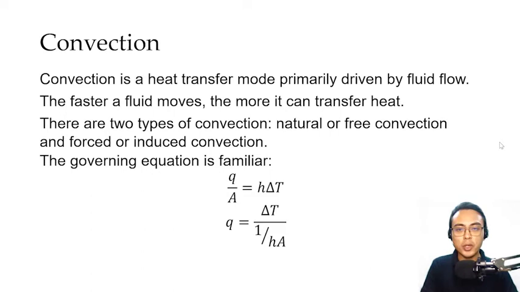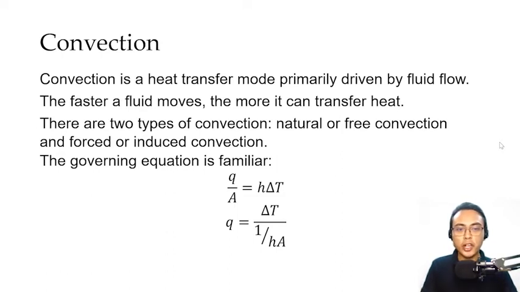Our rule of thumb in convection is the faster a fluid moves, the more it can transfer heat. Of course, this is limited by the identity of the fluid as well as the characteristics of the system itself. But this is more of a general guideline. There are two types of convection, natural or free convection, and forced or induced convection. Again, in this lesson, we will be focusing first on forced or induced convection.